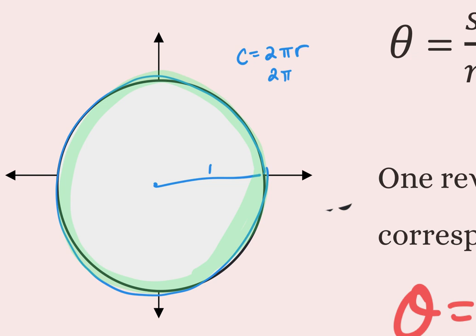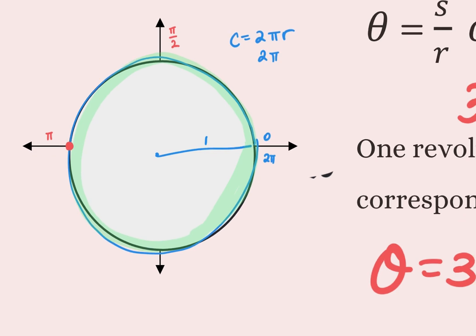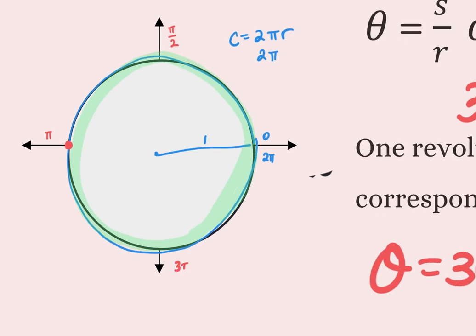If I go halfway, so I start at 0 and I would go to 2 pi. If I went halfway over here, that would be pi. If I did half of that at the top, pi over 2. If I did 3/4 the way around my circle at the bottom, it'd be 3 pi over 2. Those are your quadrant angles, and they're going to become very important, okay?